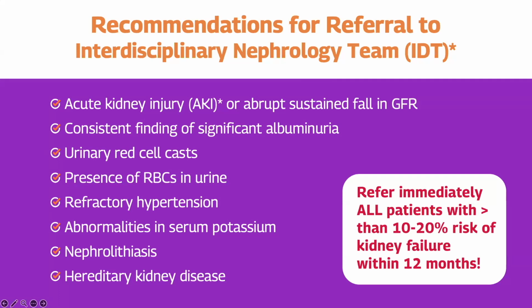Speaking once again about the KDIGO guidelines, they specifically recommend referral to specialist kidney care services for people with CKD who have any of the following findings: acute kidney injury, also known as AKI, which is present with an abrupt, sustained fall in GFR; a consistent finding of significant albuminuria, basically an albumin to creatinine ratio greater than 300 milligrams per gram; urinary red blood cell counts, red blood cells in the urine; hypertension refractory to treatment with 4 or more antihypertensive agents; abnormalities in serum potassium; nephrolithiasis; and hereditary kidney disease.